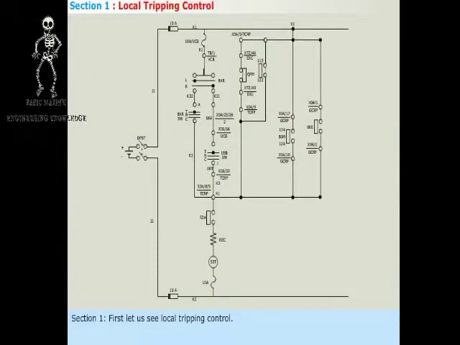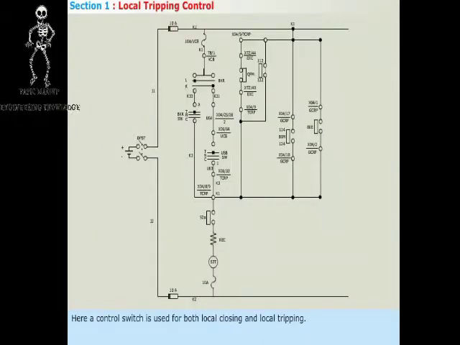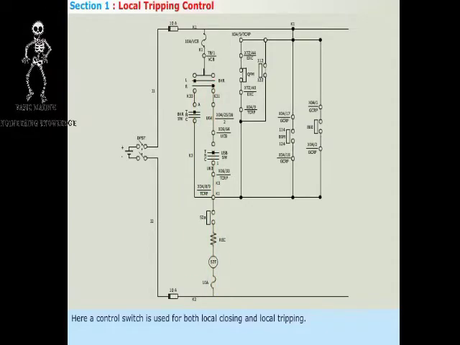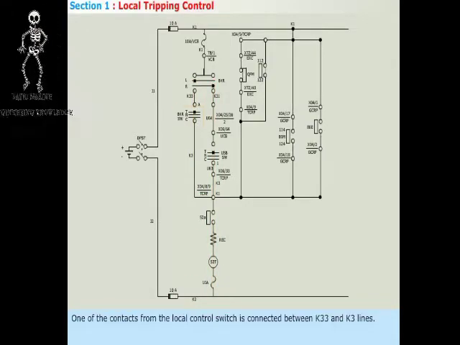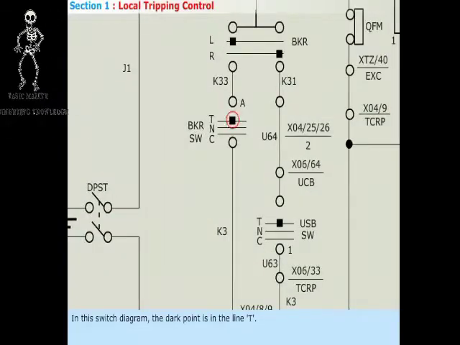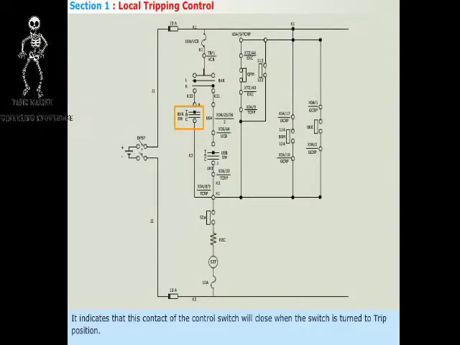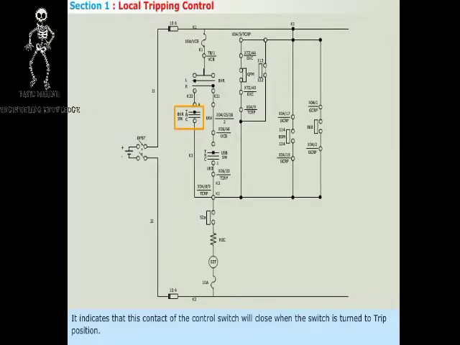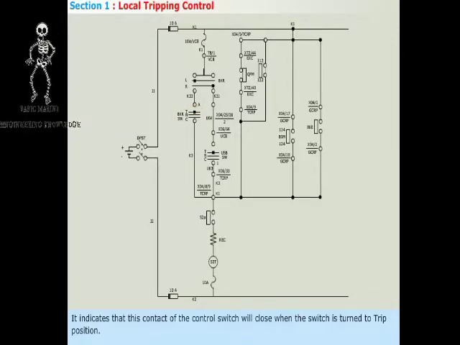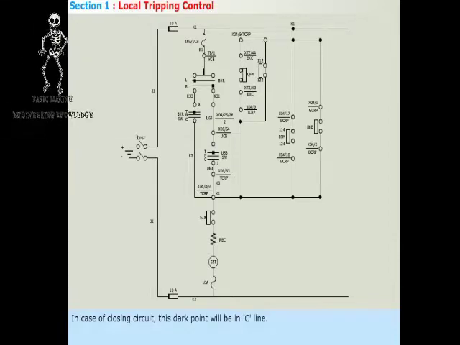Section 1. First, let us see local tripping control. Here, a control switch is used for both local closing and local tripping. One of the contacts from the local control switch is connected between K33 and K3 lines. In this switch diagram, the dark point is in the line T. It indicates that this contact of the control switch will close when the switch is turned to trip position. In case of closing circuit, this dark point will be in C line.